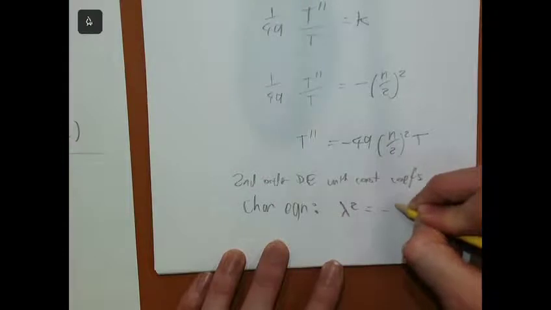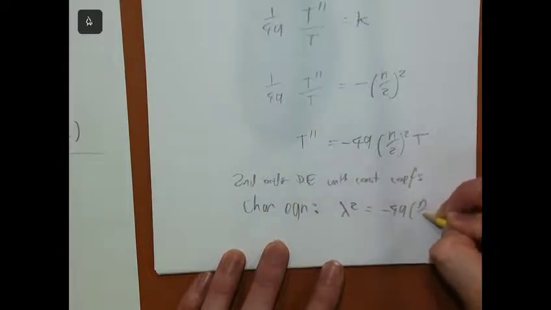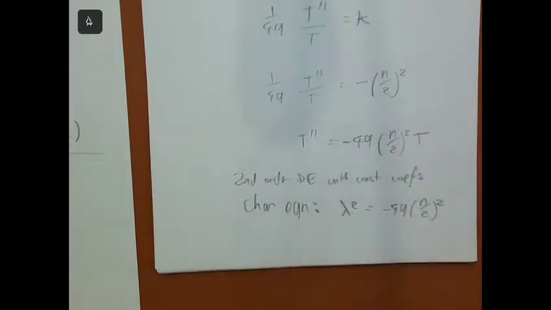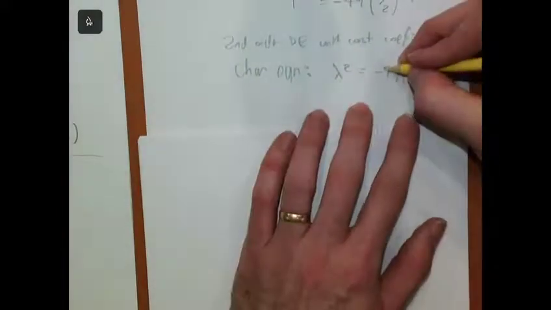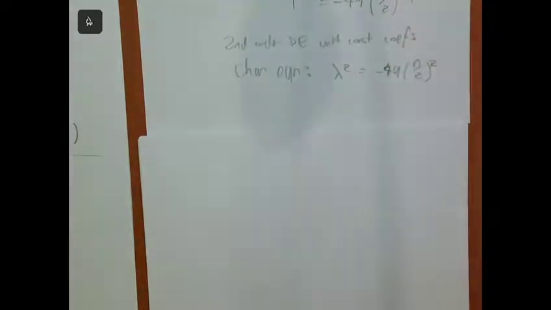Lambda squared equals minus 49 n on 2 squared. And if I solve that, it will help me to figure out the solutions. But I have to be careful. If n is allowed to be 0, I have to split it into two different cases just like I did before. Either n is 0, in which case we get lambda squared equals 0 and we get a repeated solution, or n is not 0, in which case we get two imaginary solutions. So we've got two possibilities.